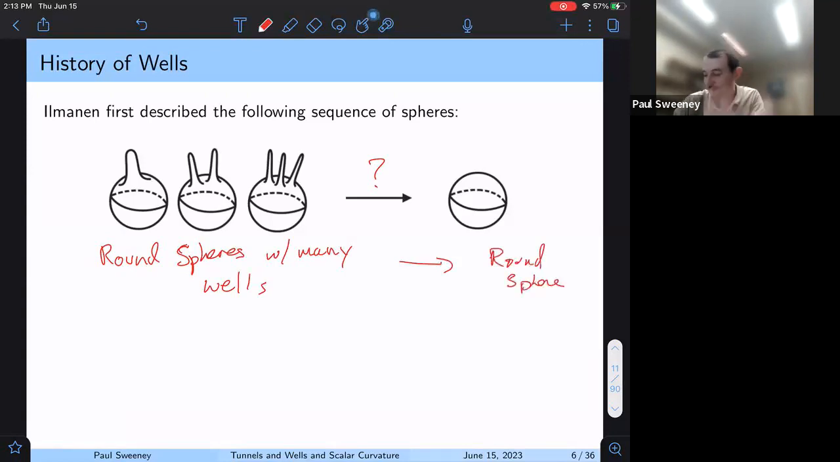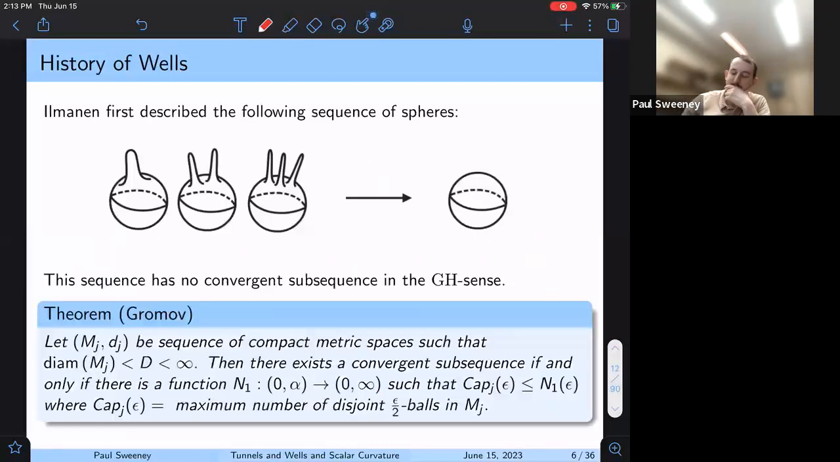You could ask this. I just picked this sphere topology because I had the picture, but you could picture this with any topology and ask the same question. We know that this limit will not converge in the Gromov-Hausdorff sense, and this is due to Gromov's compactness theorem. If all of these wells have depth, say 1, then we can fit geodesic balls around the tip of them of radius 1/4. And so we'll have in the limit increasingly many disjoint balls of radius 1/4, and this says that there is no convergent subsequence in the Gromov-Hausdorff sense. So it needs a different sense to converge.